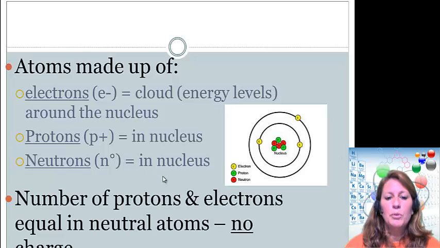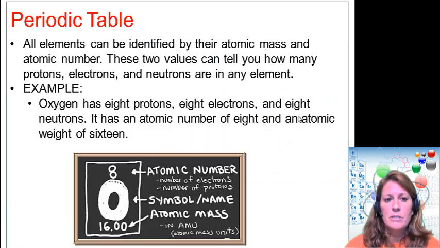So when the number of protons and electrons are equal, which means if I have a -2 and a +2, then it is a neutral atom. So they have to equal each other in the number of protons and electrons.